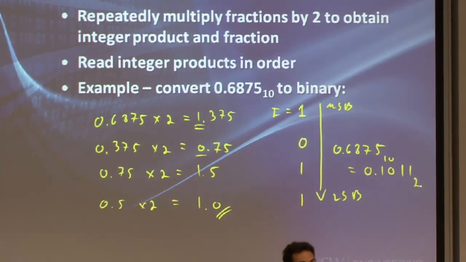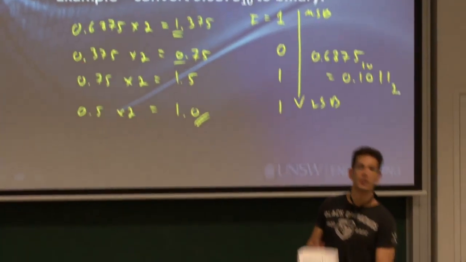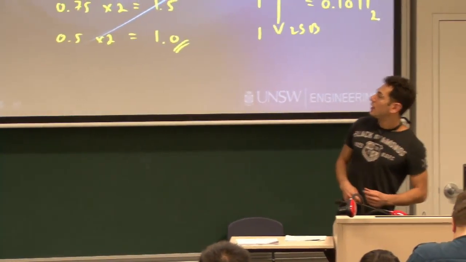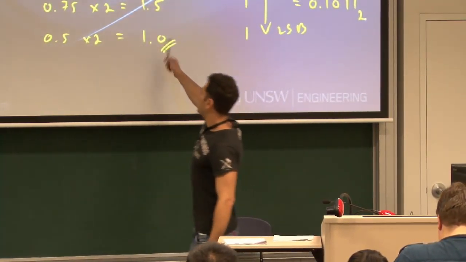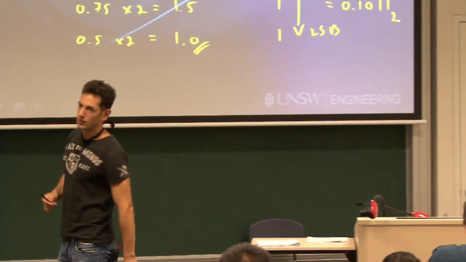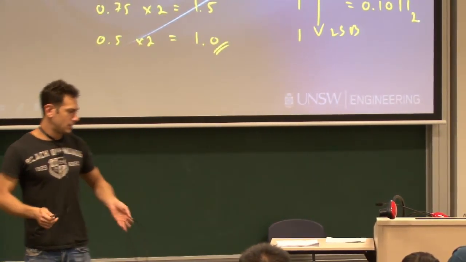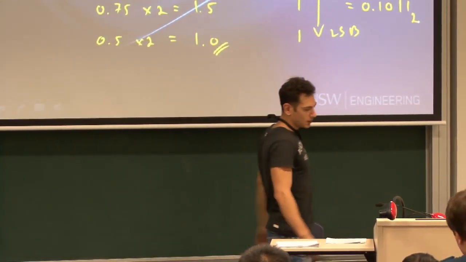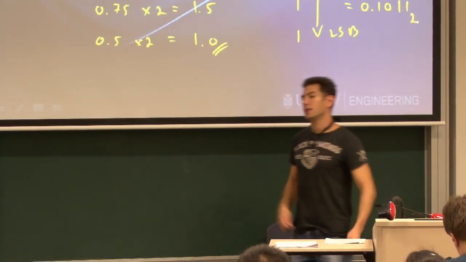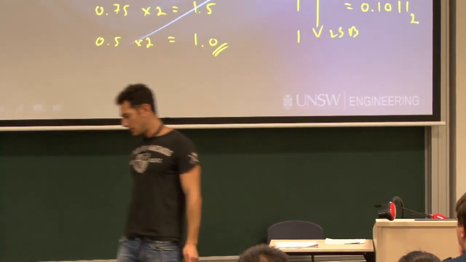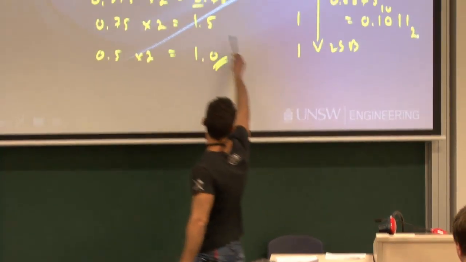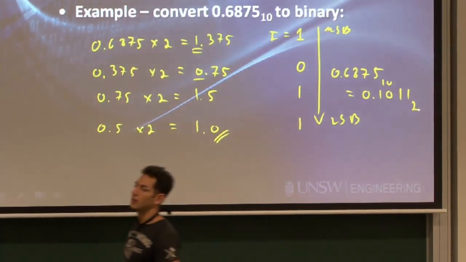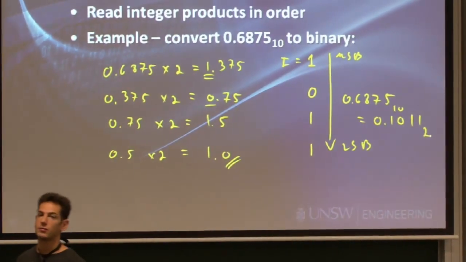Make sense? Questions? Now, I said I stop when the fractional part is 0. Sometimes you won't be so lucky to get to 0 after 4 steps. You want to actually keep multiplying those fractions again and again, and this string here will keep going for a very long time. Sometimes it will keep going forever.